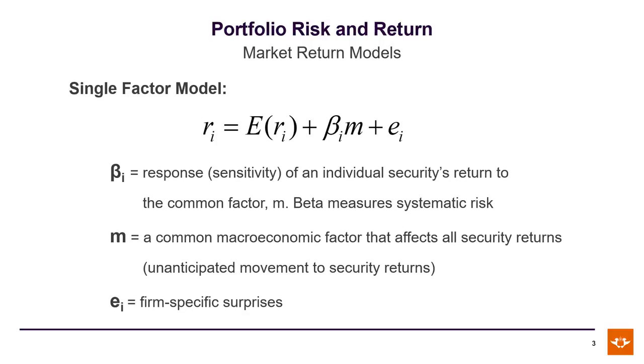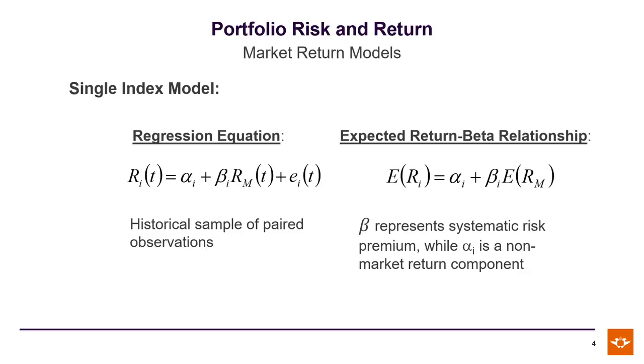The beta represents the response or sensitivity of an individual security's return to the common factor or the common macroeconomic factor, and it measures systematic risk.